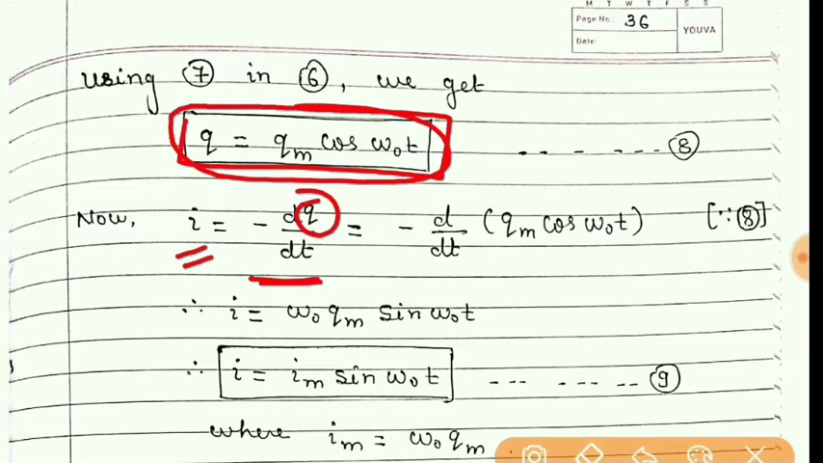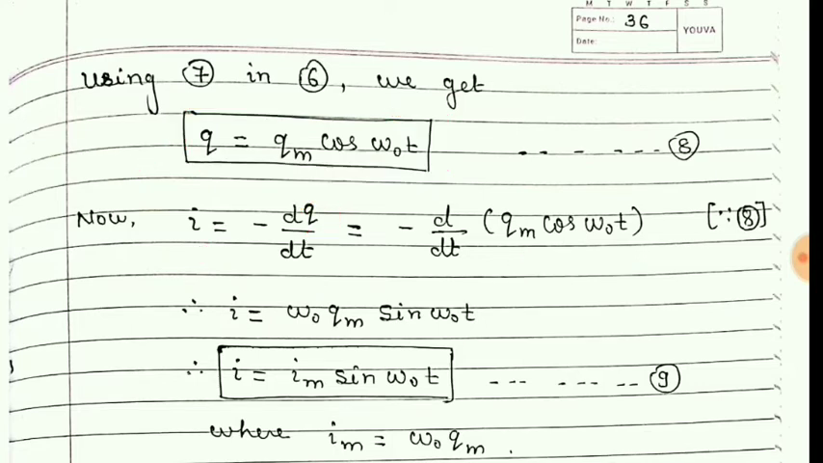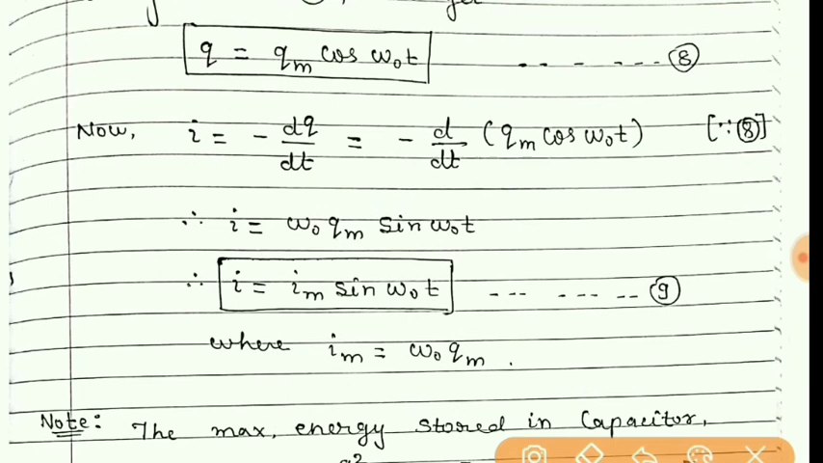What is q? Q is this. So we have kept that value of q. Now differentiating this, we get: qm is a constant, so that can be taken out. Remember students, qm is a constant value, so that is taken out.